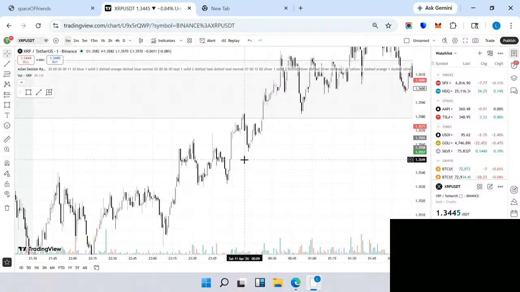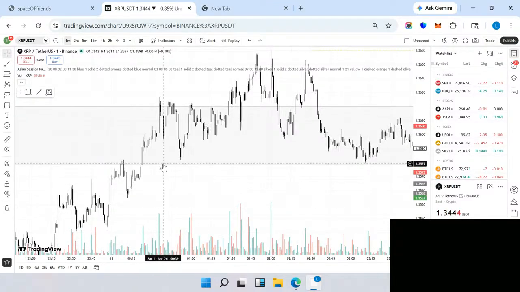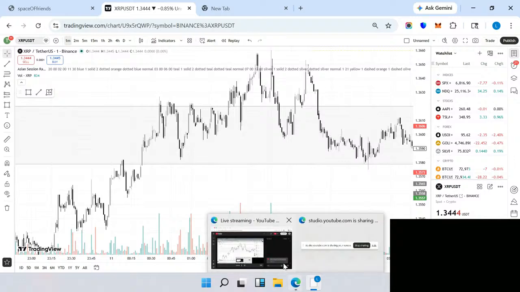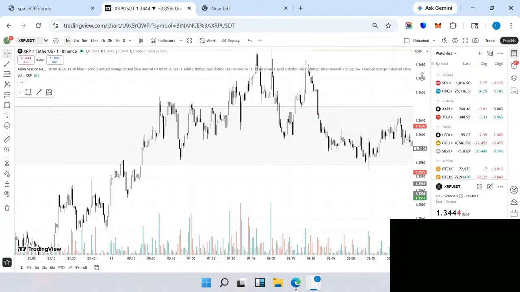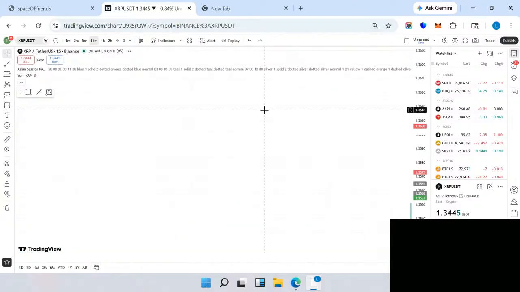So today we are basically going to be trading XRPUSDT, and let's see what happens. Before that, let's check for a setup. Let's go into the 15 minutes and check the bias first of all.